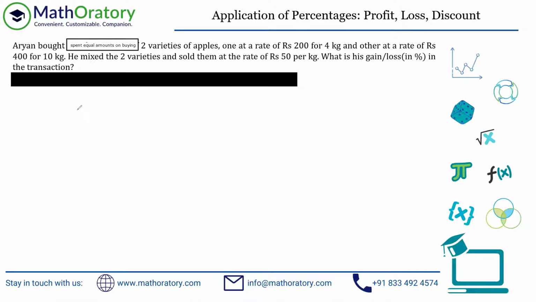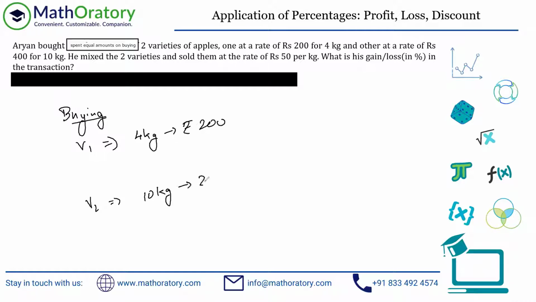So you have, on the buying side, variety one, I'm writing in short, he's buying 4 kilo for 200 rupees, right? So this is what we have. And variety two, let me keep a little bit of space. I want to manipulate that a bit. 400 rupees spent on 10 kilos, right? So 10 kilos spent 400 rupees. So this is the variety two.